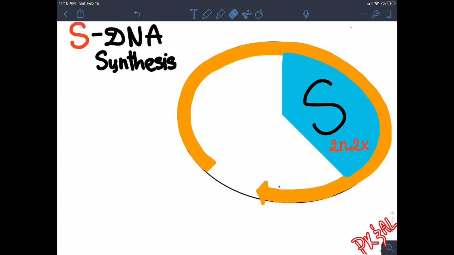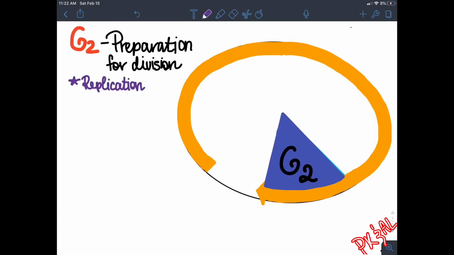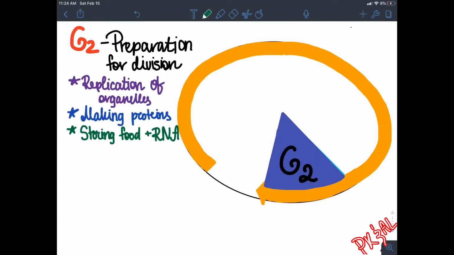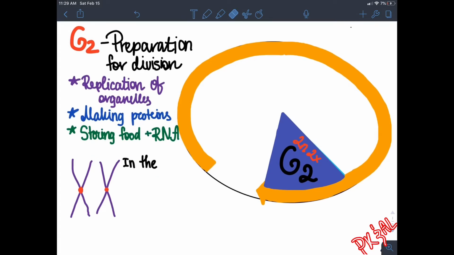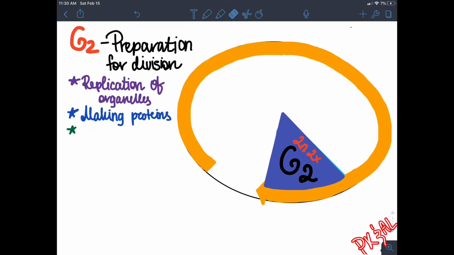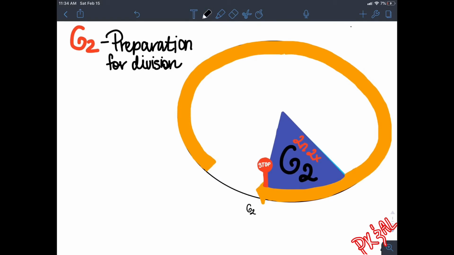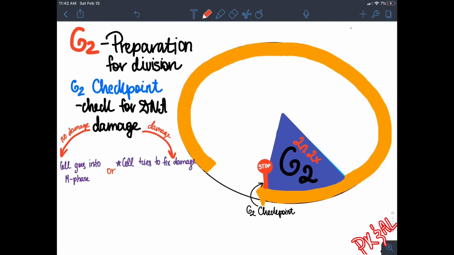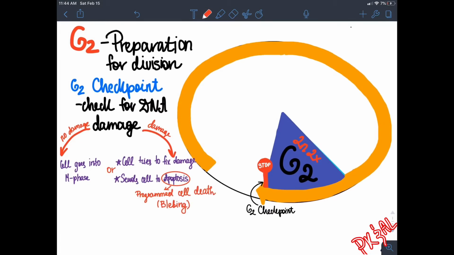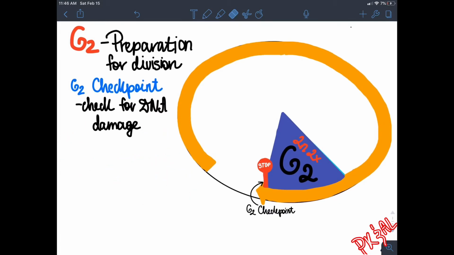After synthesis is G2. G2 is the preparation for cell division. The G2 checkpoint is where the cell is checked for DNA damage. If there is no damage, the cell goes to M phase. If there is damage, then the cell tries to fix it, and if it can't, apoptosis occurs. Apoptosis is programmed cell death through the method of blebbing. G2 is 2N, 2X.